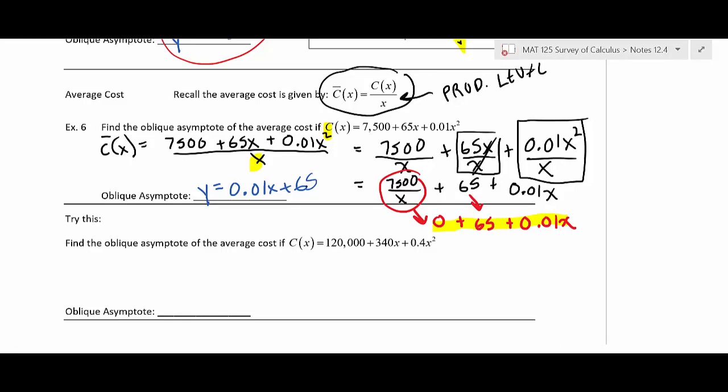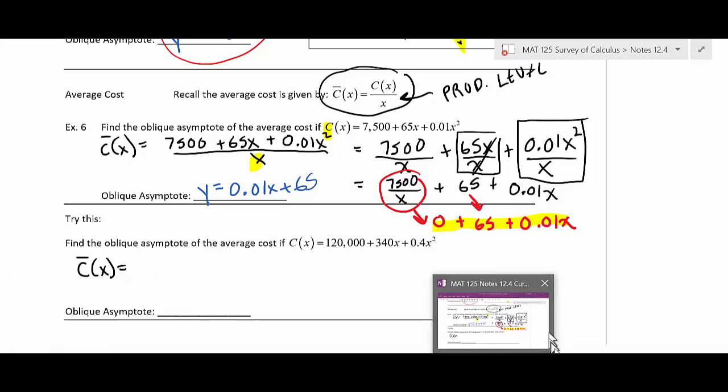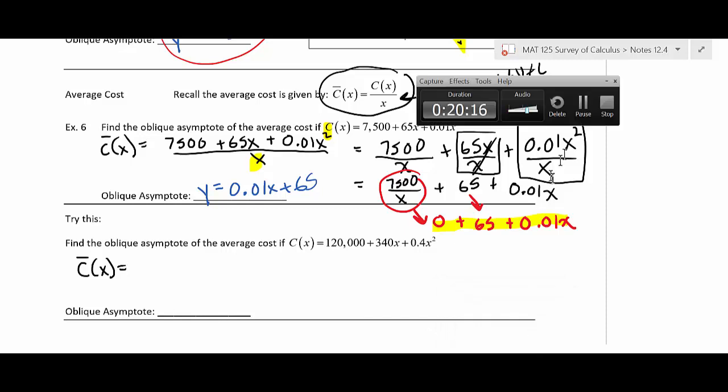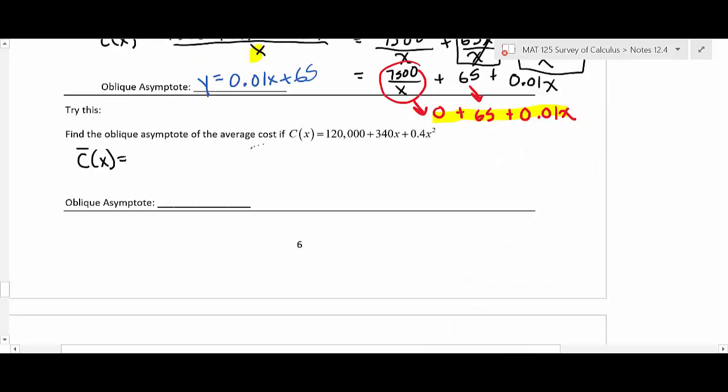Okay, you guys go ahead and do the next one. It's almost the same problem I did, but just to make sure you're on track, I want you to give me the cost function and then give me the oblique asymptote. You can do the oblique asymptote in your head once you get the cost function put together. Once you catch on to this, you can do this in your head. Have you got an answer yet? There you go, 0.4x plus 340.